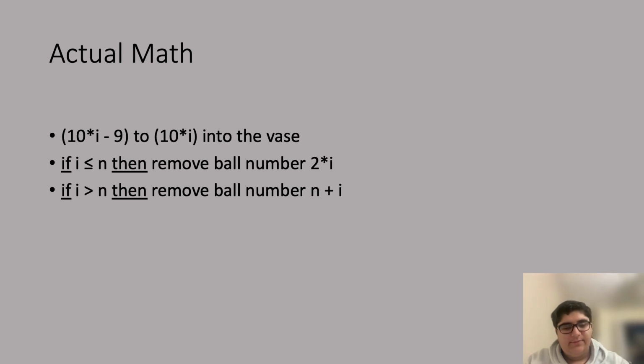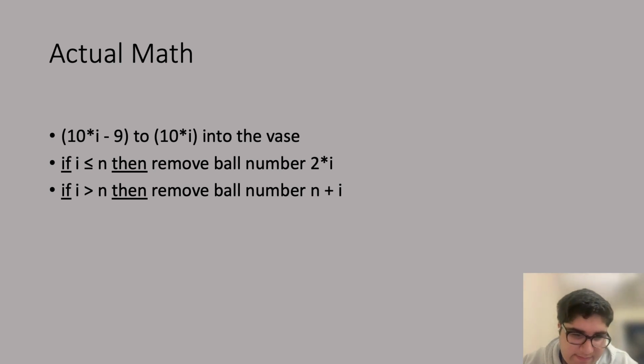So, for example, if we're proving the vase is full, then we would use equation 1, because N will always be greater than I, because we're trying to get an infinite number of balls. So N over here would be replaced with infinity. Then, for each step, you would remove 2 times that ball. So, for example, for ball number 1, you would have I.